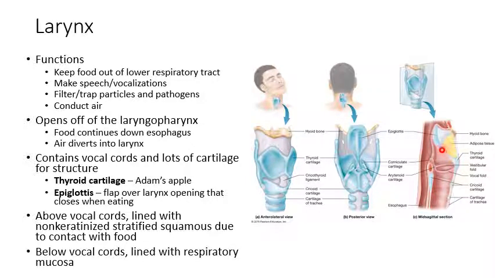The epiglottis is the only piece of cartilage in the larynx that has a chance to be on the test. That is the little flap seen here in the posterior view, and here from on the side. That's a little flap that closes so that food does not go into the larynx when you're eating.